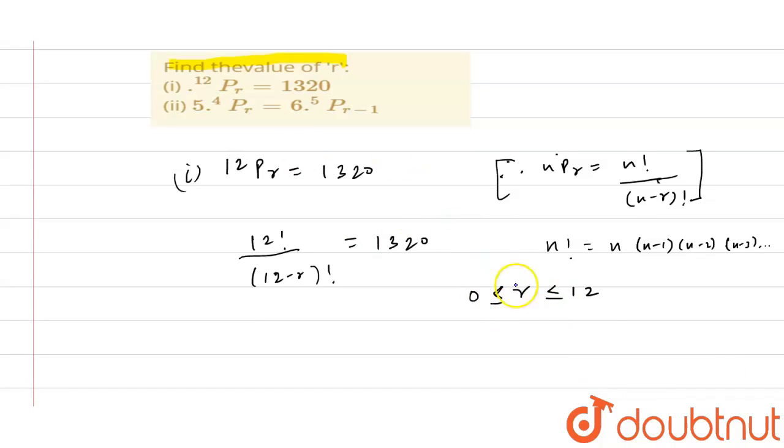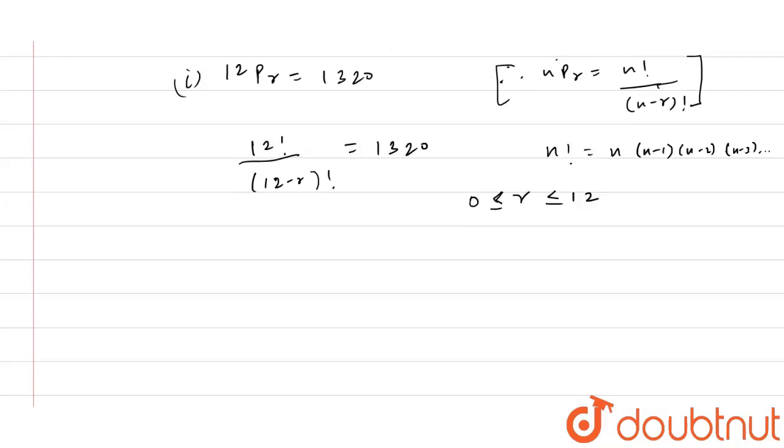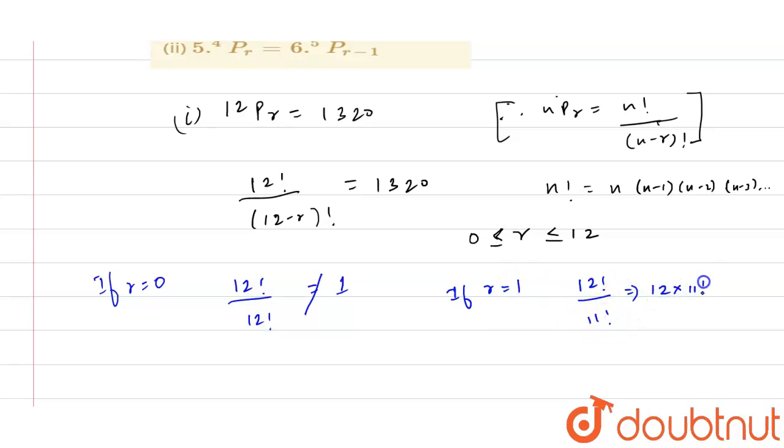So now we will put the values of r from 0 to 12, and by putting values we will check whether our answer is 1320 or not. If we put r equals 0, we get 12 factorial divided by 12 factorial, that is equal to 1, which is not equal to 1320. So r is not 0. If we put r equals 1, we get 12 factorial divided by 11 factorial, that is 12 multiplied by 11 factorial divided by 11 factorial. It cancels out, we get 12. So r is not 1.